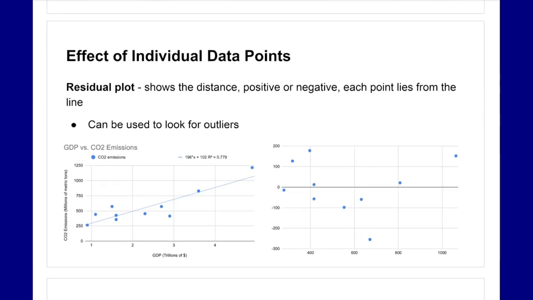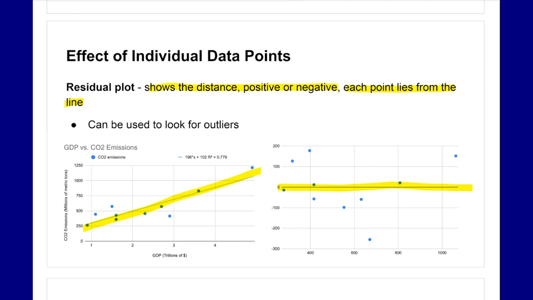And finally, looking at a residual plot, an option when we look at scatter plots and lines of best fit. A residual plot is basically showing us the actual distance, positive or negative, that each point lies from the line. So it just shows us how far each point is from the line. And it's a little bit easier to visualize, because we have this straight line here. The other one is a diagonal line.